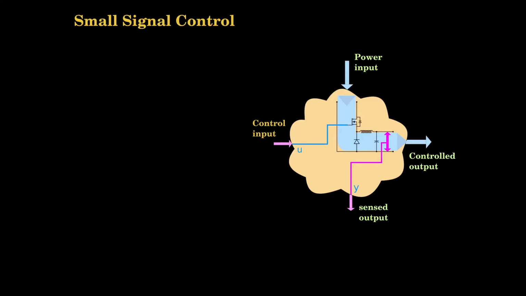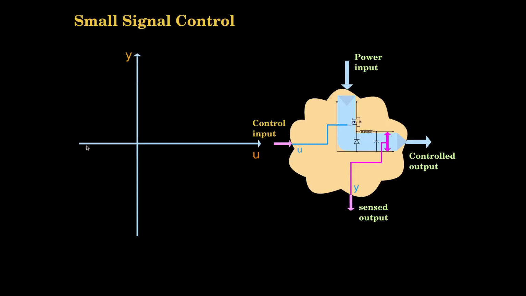Let us now recall the small signal control in the context of state space approach. So this here is the plant to be controlled. This is a simple buck converter circuit or a step down converter circuit. The switch here, the semiconductor switch MOSFET, is being controlled. So that is the input U. I am using the same symbol U for the control input, Y for the controlled output, and that is also being sensed, and we will feed that back.